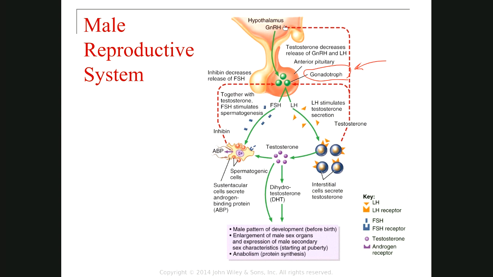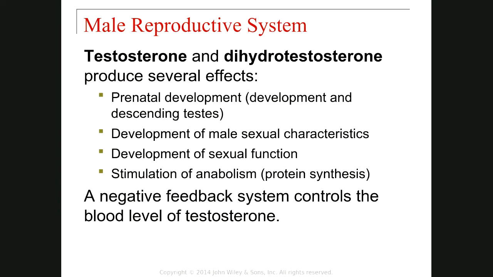The testosterone and the dihydrotestosterone have different functions, like male pattern of development before birth, enlargement of male sex organs, and expression of male secondary sexual characteristics, and it can increase anabolism, which I will talk about in the next slide. The testosterone and dihydrotestosterone, both of them can bind to the same androgen receptors within the nuclei of the target cell. They can work on different types of cells. They can do different functions.